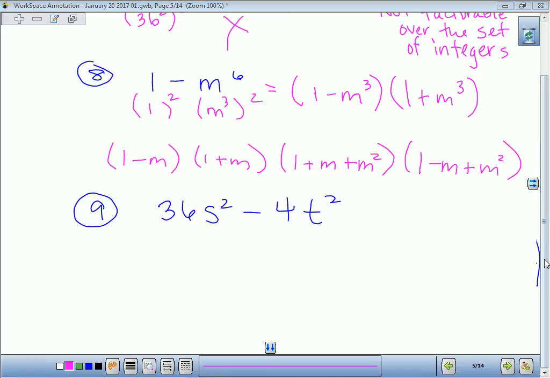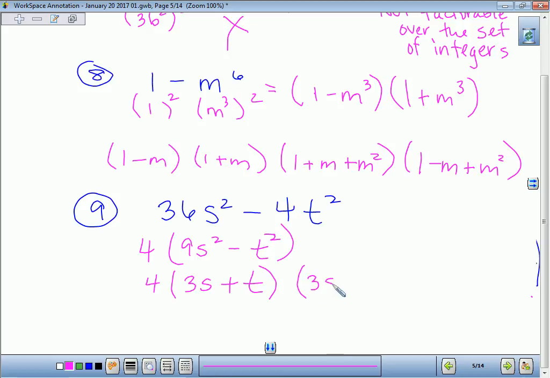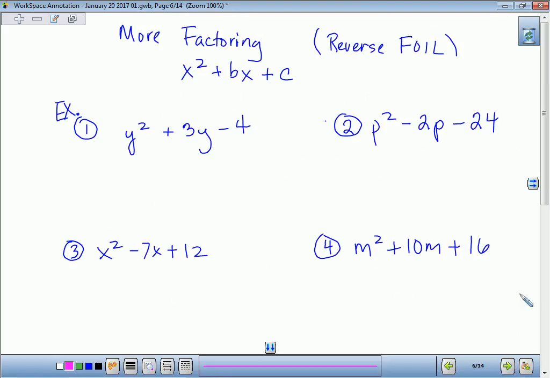Okay, this one, I want to know what she's doing. GCF is 4. And does it factor further? Yes, it does. It factors to 3s plus t and 3s minus t. I hate using t. I know, it looks like a plus. And I write all my t's like this.